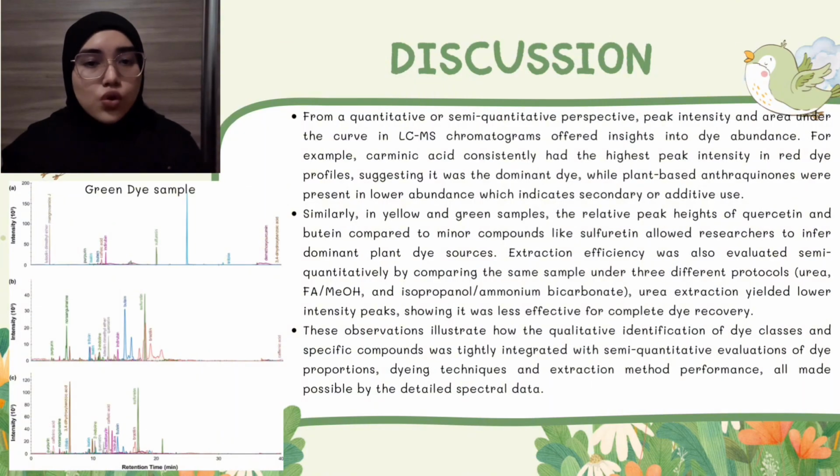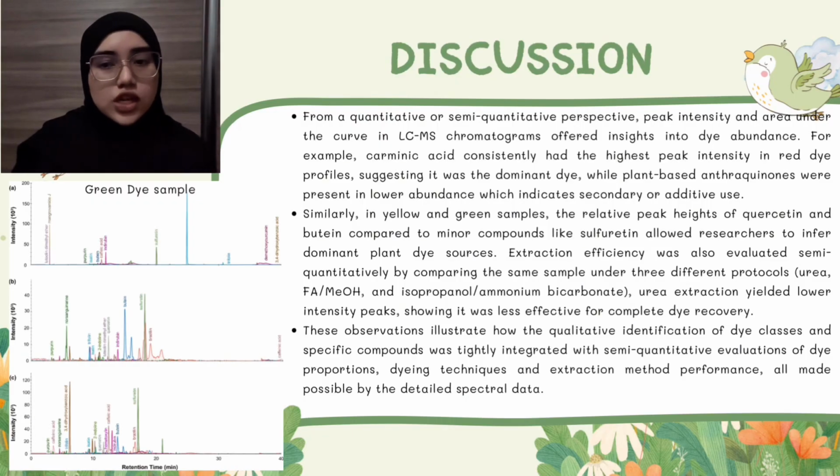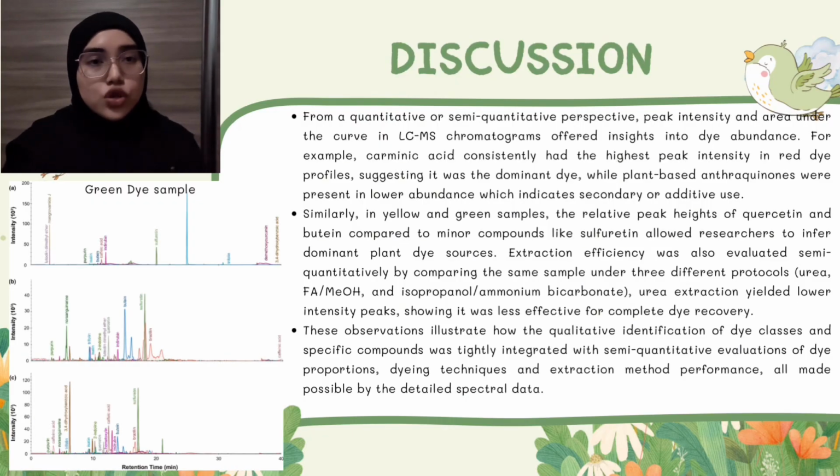Extraction efficiency was also evaluated semi-quantitatively by comparing the same sample under 3 different protocols, which consist of urea, methanol and isopropanol, or ammonium bicarbonate. Urea extraction had yielded lower intensity peaks, which shows that it is less effective for complete dye recovery. This observation illustrated how the qualitative identification of dye classes and specific compounds was tightly integrated with semi-quantitative evaluation of dye proportion, dyeing techniques, as well as extraction method performance, all made possible by detailed spectral data.